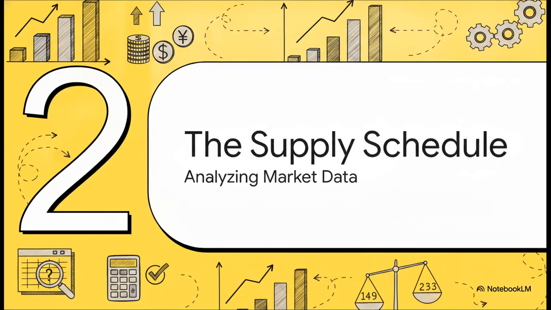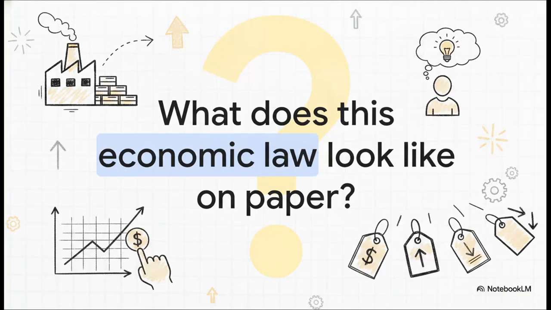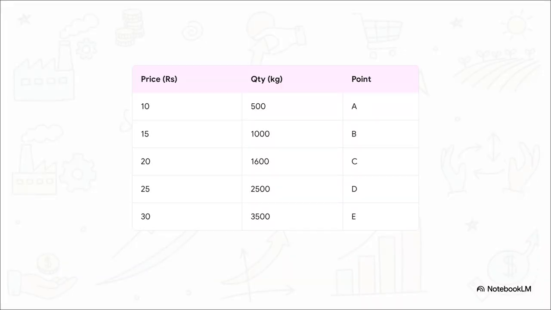Moving right along to Section 2, analyzing the supply schedule. So what does this economic law actually look like on paper? If we perfectly freeze all those external factors we just talked about, how exactly does a producer's output react to a changing price tag in the real world? Let's take a look. Okay, check out these numbers. You can so clearly track the producer's behavior here.